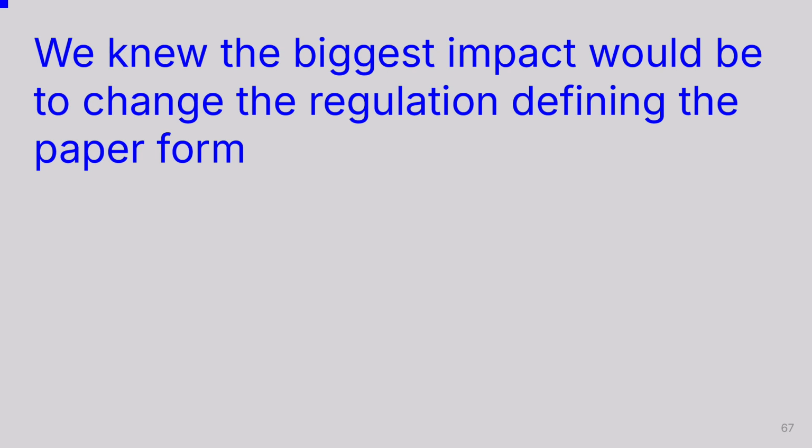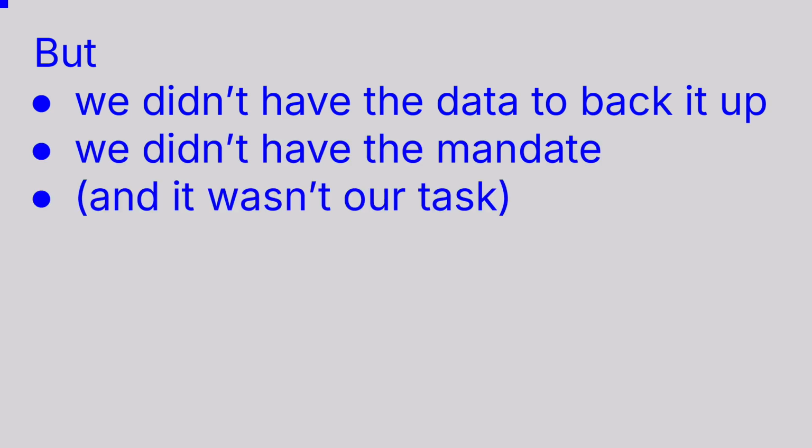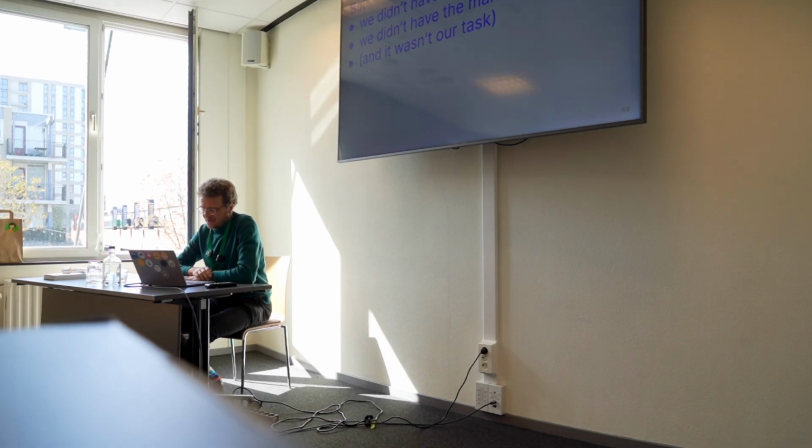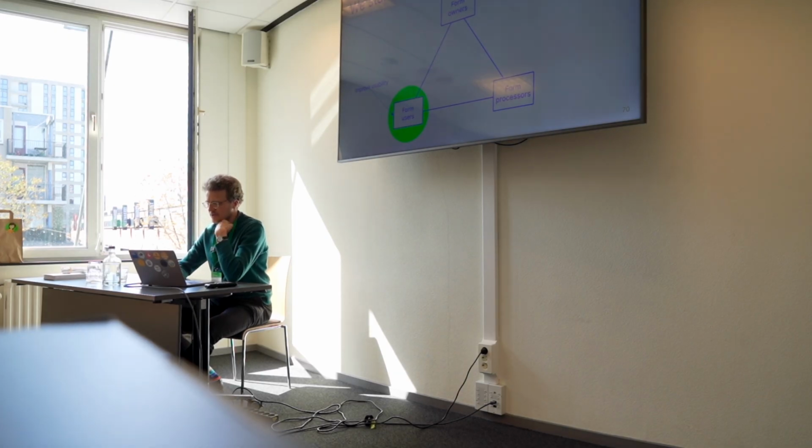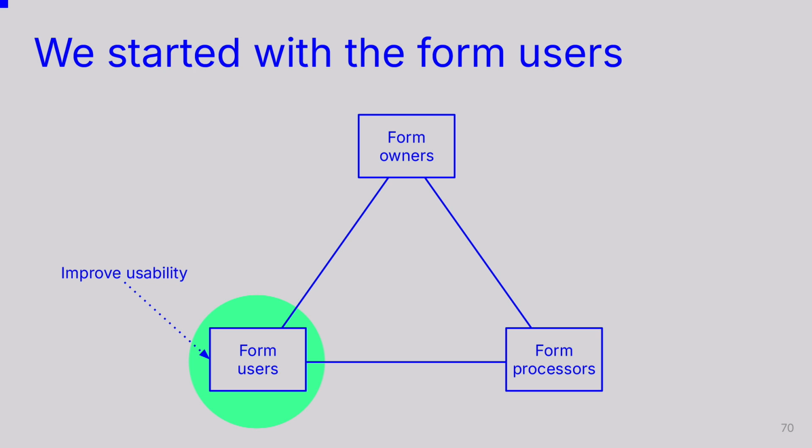I want to go back to the example of legal aid, because, no surprise, we knew pretty early on in the project that the biggest impact would be to change the regulation defining the paper form. But we didn't have the data to back that up, really. We also didn't have the mandate, and it wasn't our task in the first place, because our task was to digitize those. And at the same time, there were lots of usability improvements to be made. So we started actually with the form users, improving the usability.